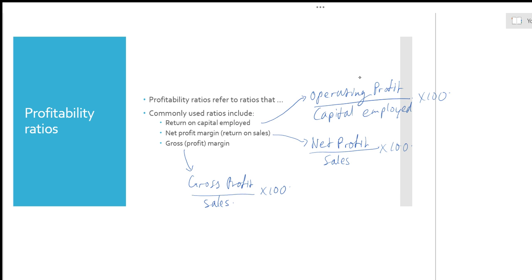Now, as for what the ideal percentages for all these are, it all depends on the industry. Certain industries might have higher gross profit margin, some may have less, right? And also depending on the type of goods that are being sold, right? Which is why for you to be able to study and understand these, you need to know what business you are analyzing.